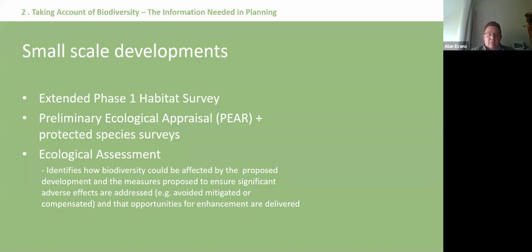For those smaller scale developments, which might be householder applications, barn conversions, application for land up to about a hectare, more commonly seen surveys are the extended phase 1 habitat surveys. You might still have the preliminary ecological appraisal, but attached to that, you might have further protected species surveys regarding impacts on bats or newts within that site. And that may also be wrapped up in an ecological assessment, actually looking at what's on the site, what the impacts are, and what measures are going to be put in place to address those impacts, and also to identify opportunities for enhancement.